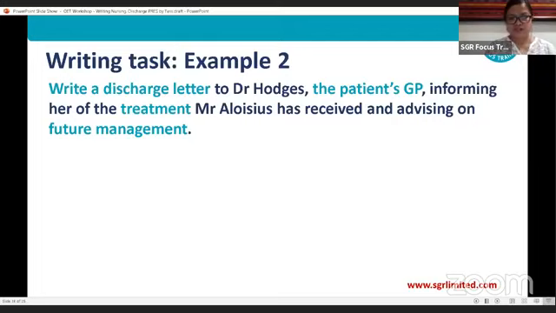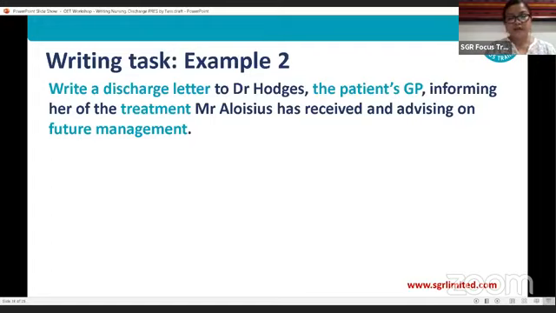It's a discharge. Not only that, but the writing task also specifies that we're supposed to inform the patient's GP of the treatment that Mr. Aloysius has received, as well as future management. So the writing task is in fact telling us which part of the case notes we should focus on, and that should be the treatment and the future management. We also know that we are writing a letter to the patient's GP.